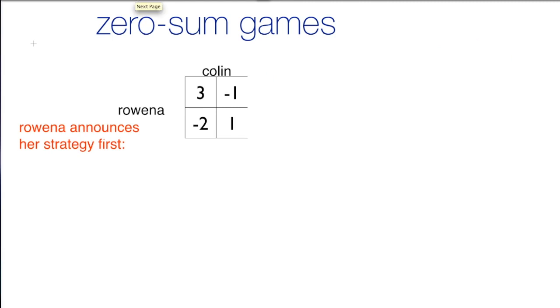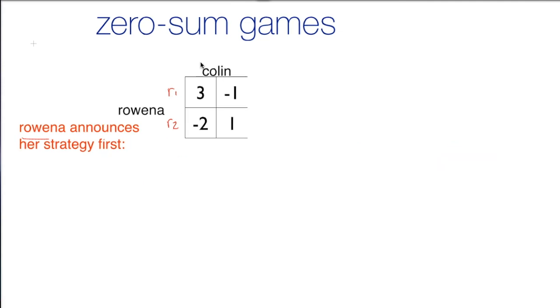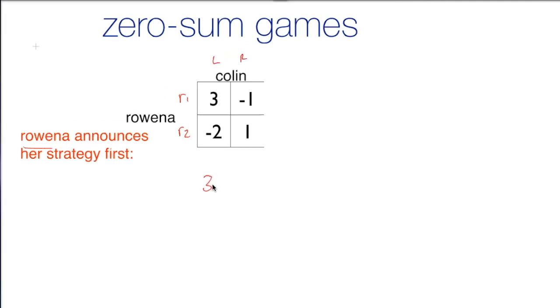Let's imagine, as a thought experiment, Rowena decides to say, here is my strategy. Here's what I'm going to do. And if it's an optimal strategy, she might as well. R1 and R2 are the probabilities with which Rowena plays either top or bottom. What do you think Colin can do? Colin can either play left or right here. And if he plays left, he's going to get 3R1 minus 2R2. Okay, that's if Colin plays left. If he plays right, he's going to get minus R1 plus R2. And notice Colin gets the negative amount of this.